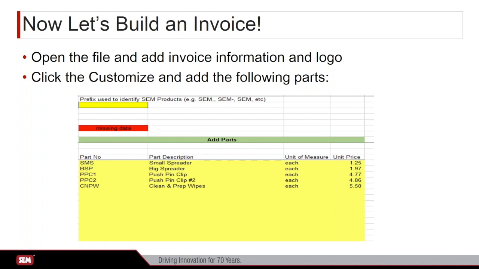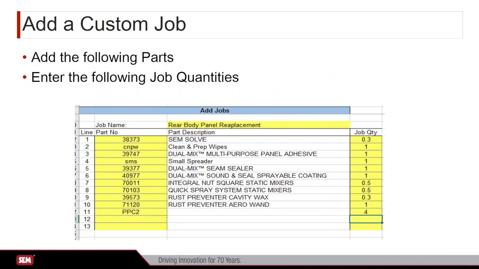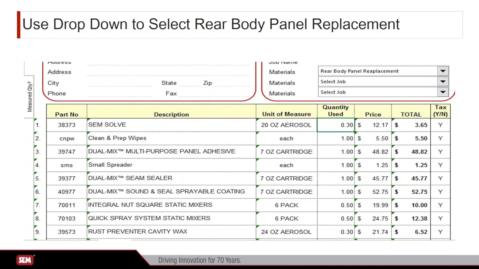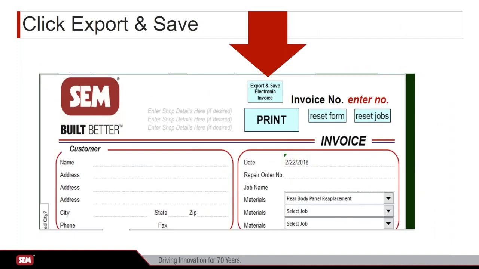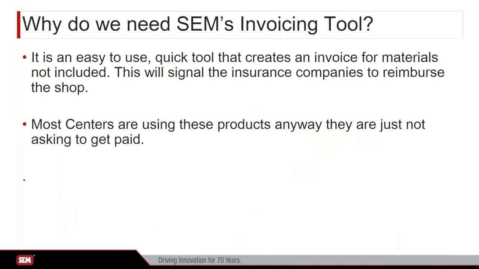So just to take a quick overview on building that invoice, here's an instance where I added many more custom SKUs or part numbers to a job. I created a custom job, and then I entered not only some SEM products, but some of those custom products that I made. Once I did that, I come back to the invoice system, and then I just go to the rear body replacement selection, and it loads up to the invoice everything that we have. Most popular, like I said, is to click export and save, and voila, the invoice is there.